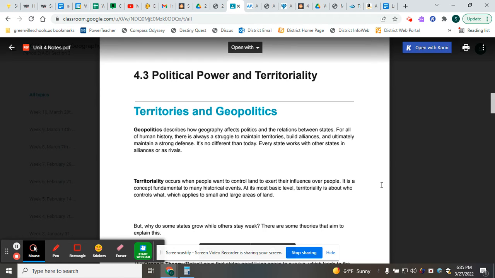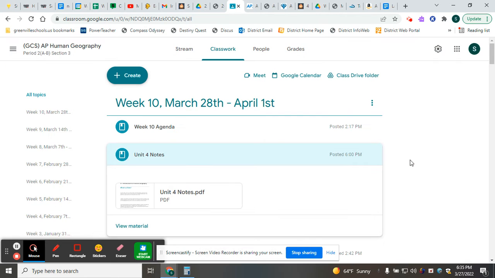Okay, so that's 4-1 and 4-2. Let's take a look at political power and what's called territoriality. First, another vocab word to understand, what we call geopolitics. This describes how geography affects politics and the relations between states. For all of human history, there is always a struggle to maintain territories, build alliances, and ultimately maintain a strong defense. It is no different than today.